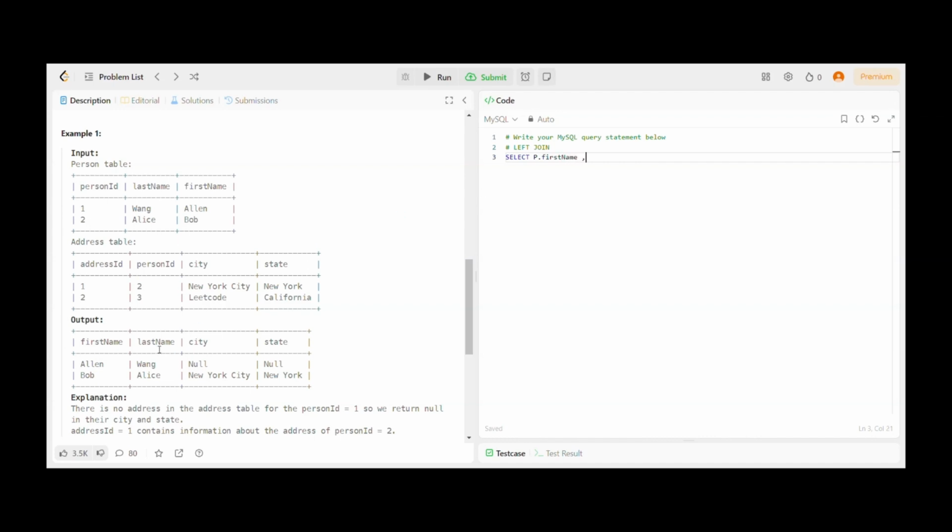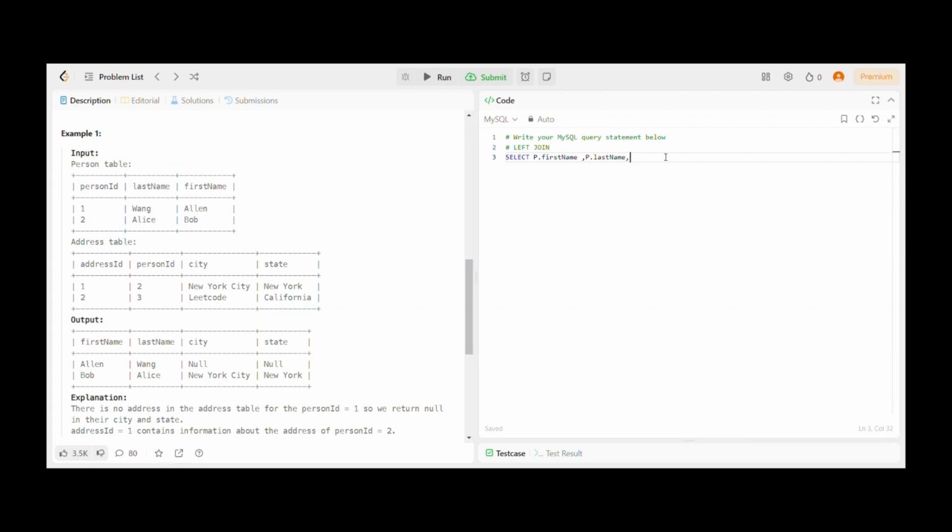Now second, what we want is the last name. Is the last name present in the person table? Yes, it is present, so I'll write last name over here. Now this was about the person table. Now the city and state come from the address table over here.